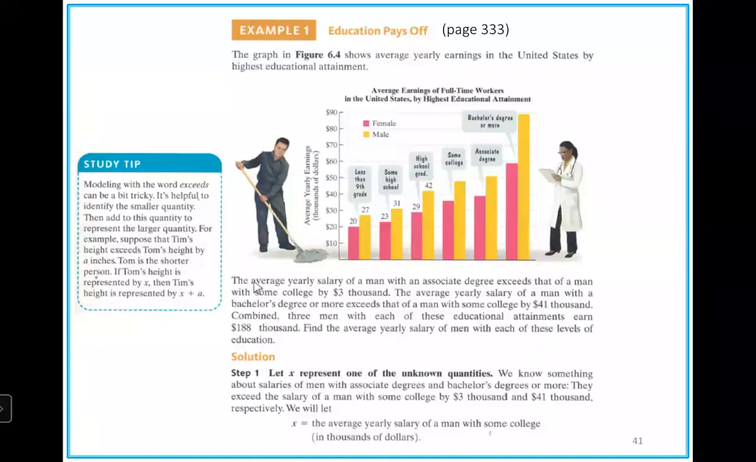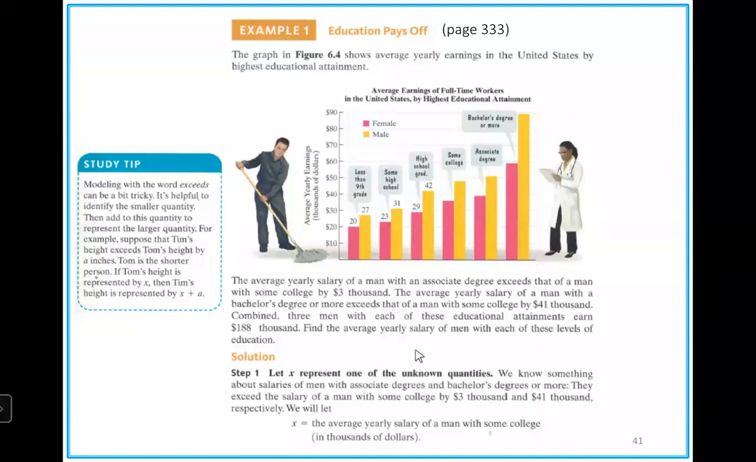So when you have multiple unknowns, the suggestion is that if you can identify whichever is the smallest, use the variable to represent that smaller one. And then from that, you can write statements to represent the larger amounts.